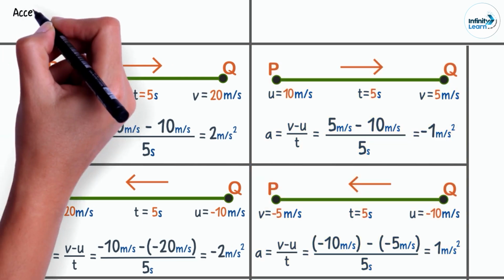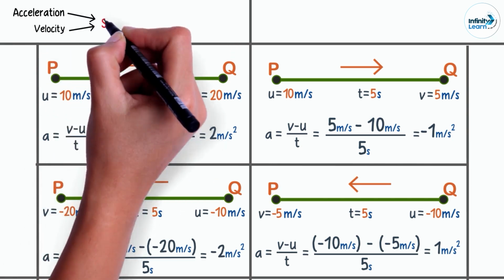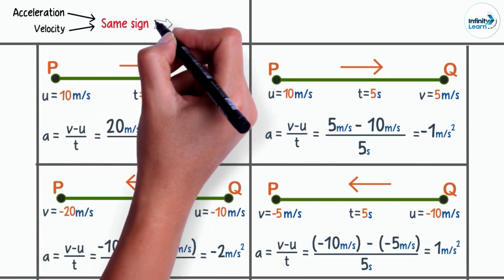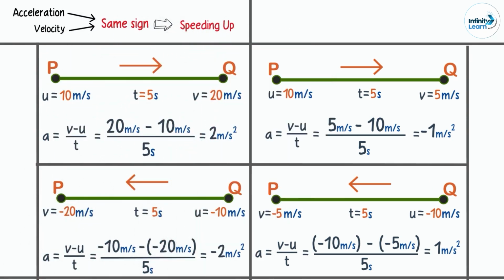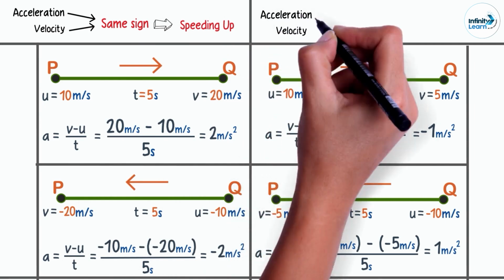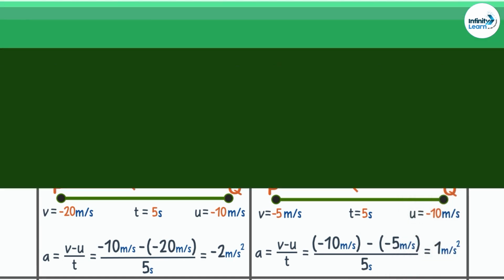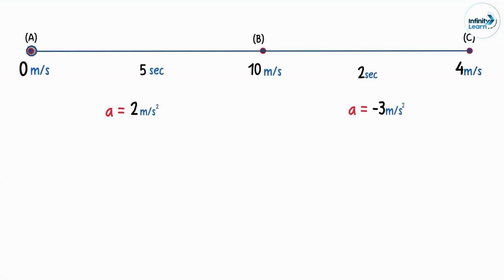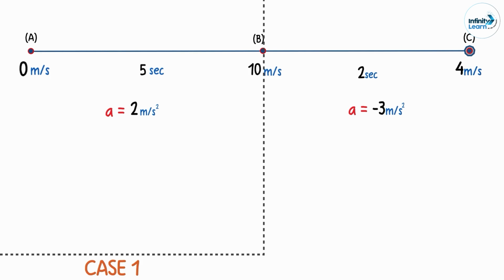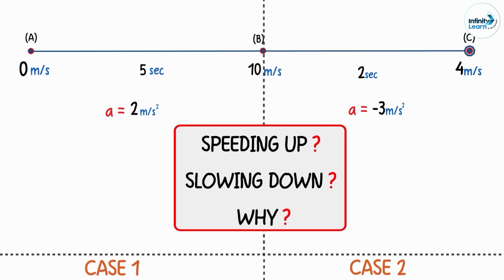When the acceleration has the same sign as the velocity or the same direction as the velocity, then the body is speeding up. And if the acceleration has the opposite sign of the velocity or in the opposite direction of the velocity, then the body is slowing down. Now let's go back to the very first example we saw. The object moves rightwards from A to B to C. The first case is A to B and the second one is B to C. Can you tell me in which case is the body speeding up and in which one is it slowing down? And why?